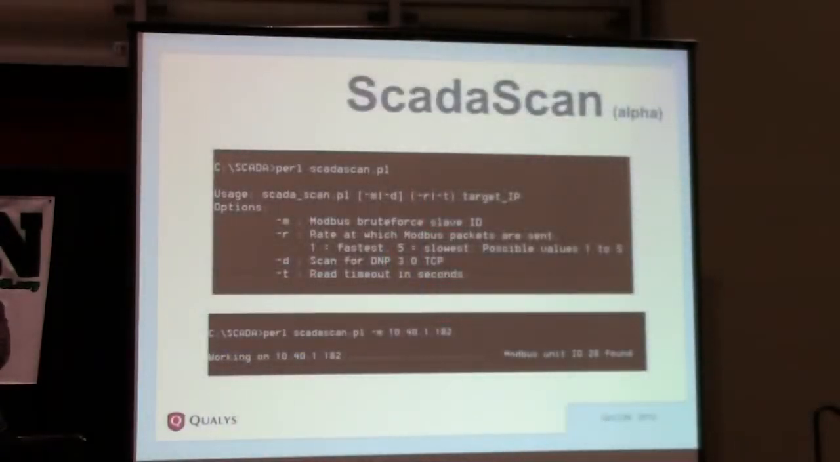Before going to DNP3, I mentioned a free tool that I've written. It's a pretty simple tool called Scada Scan, and it can be used to brute force your Modbus slave IDs. If you run it with the -m parameter, you could use it to brute force them. I'll again give you the link to it at the end of this presentation, and there is a README online, so it has more on how to use it and whatnot.